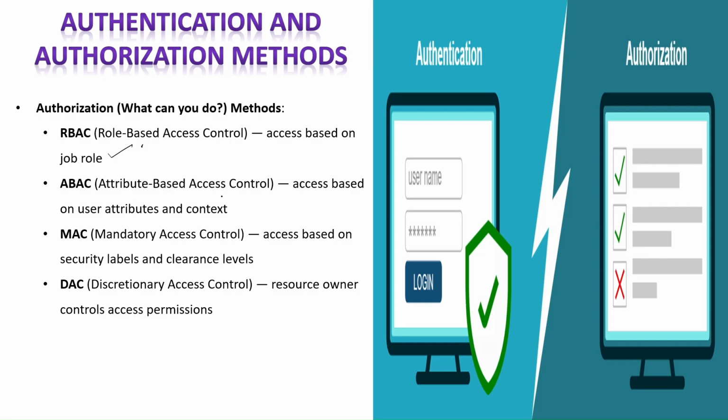ABAC is attribute-based access control, where access is based on user attributes and context. MAC is mandatory access control, where access is based on security labels and clearance level. So these are system enforced access, and these are used in very high security environments, such as in military and other intelligence agencies. DAC is discretionary access control, where the resource owner controls access permissions.